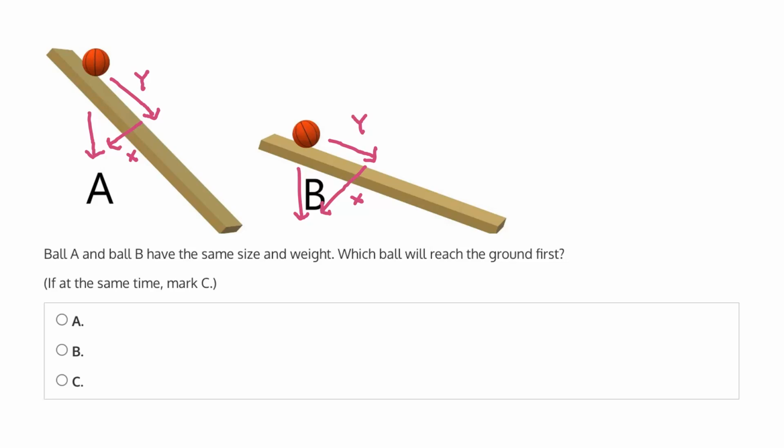Now, this was probably intuitively obvious because, again, in A, we have a very steep plank, so of course it will roll down and reach the ground more quickly. But if we want to think in terms of mechanics, the answer is because the y component of the weight, the component responsible for that downward motion, is larger, and therefore A is the correct answer. It will reach the ground first.